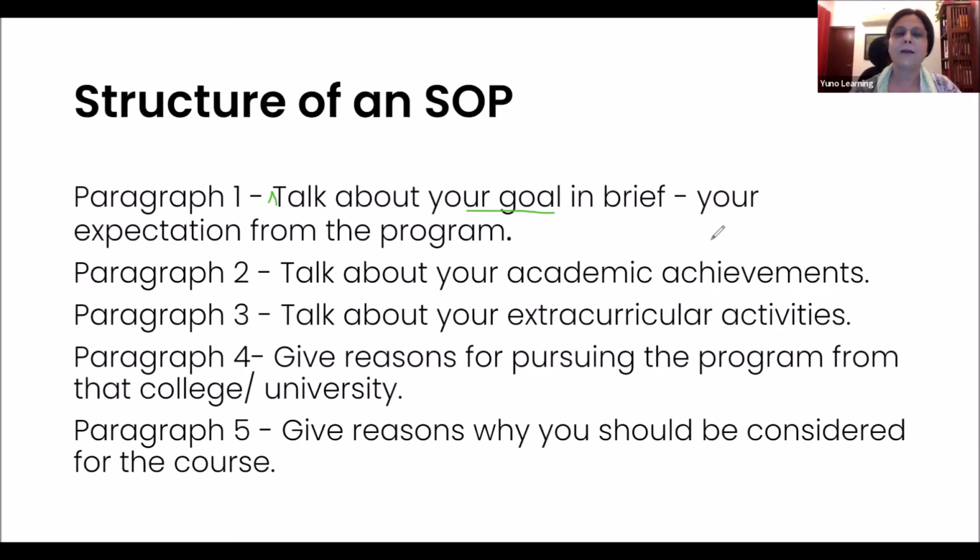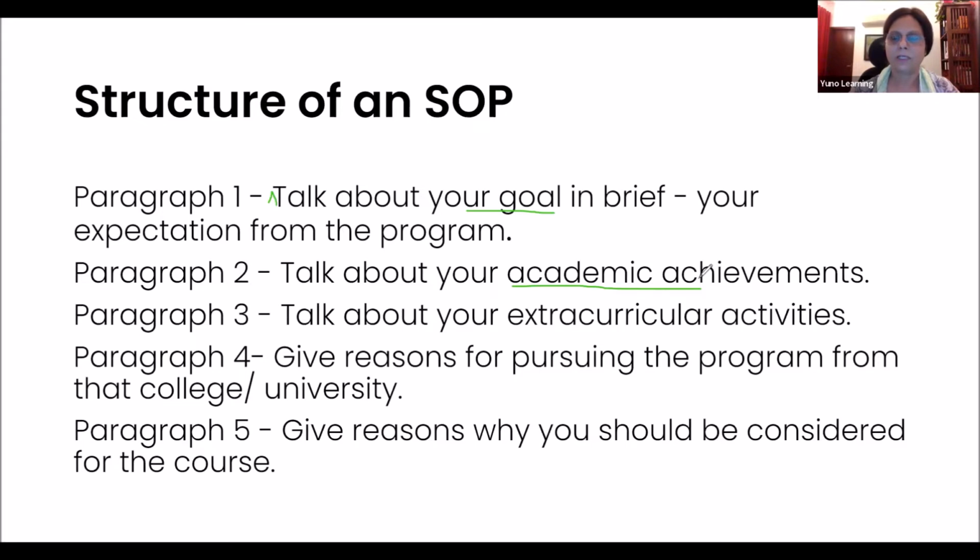Write down the second paragraph. Talk about your academic achievements. Maybe you were an achiever, or you always had a desire to excel in your studies. Now, if you were not an achiever, everybody does not come first or second in the class. If you were an average student, then what will you write about? You write about the subjects that interested you. Write about those things. So anything.